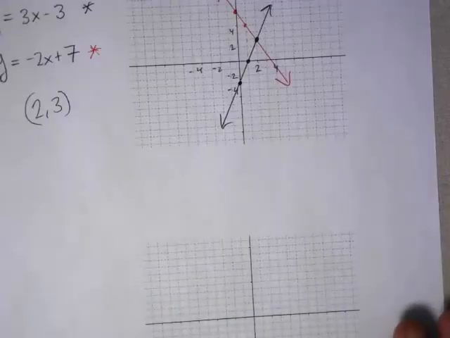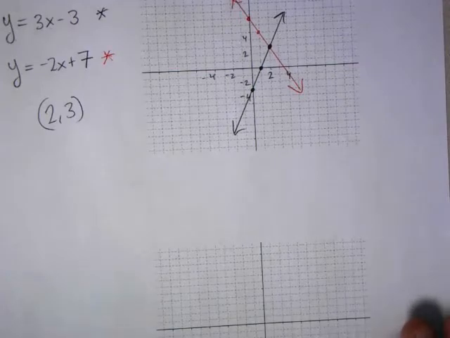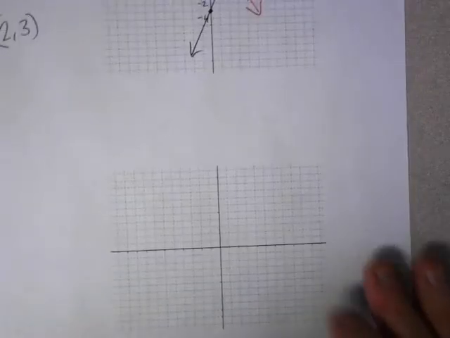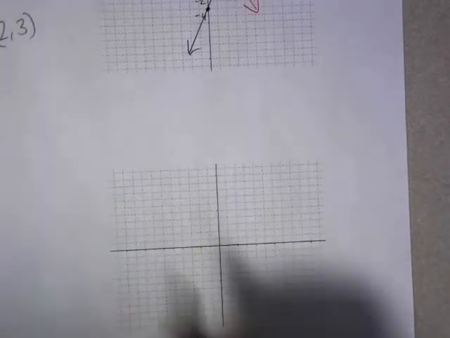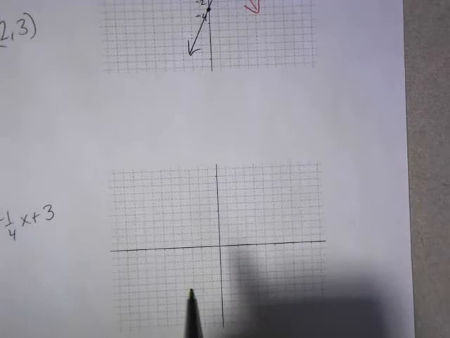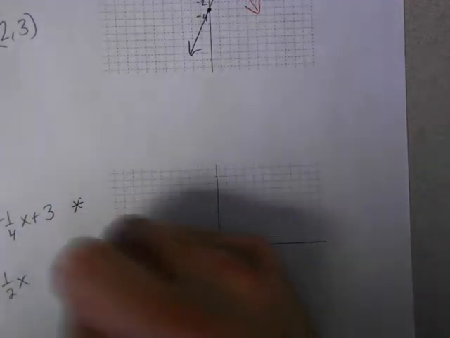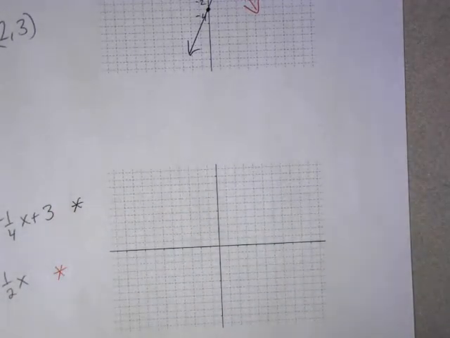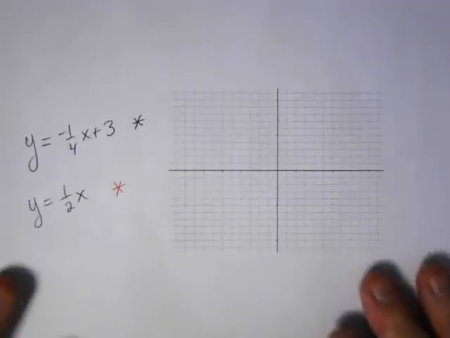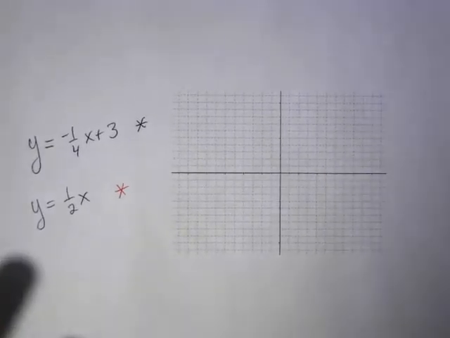Alright, let me try another one. How about y equals negative 1/4 x plus 3 and y equals 1/2 x. Again, I'll draw one in black and one in red just to keep them apart. When you're doing your homework, you don't necessarily have to do that. I just like the way it looks.